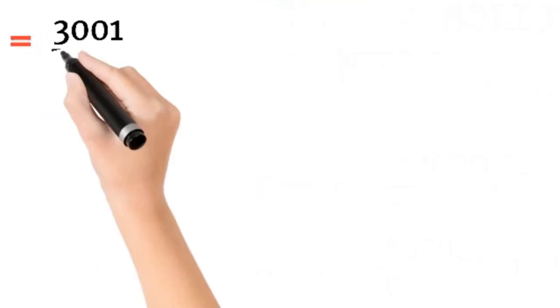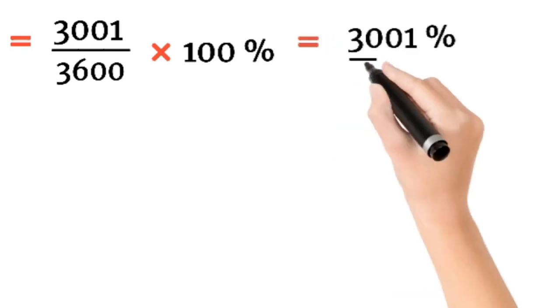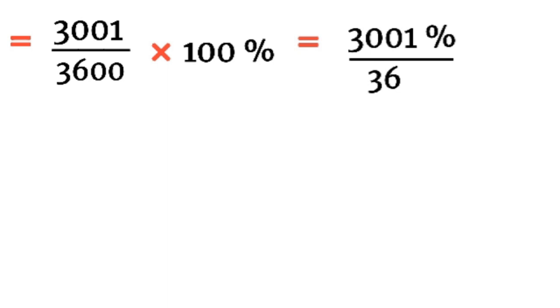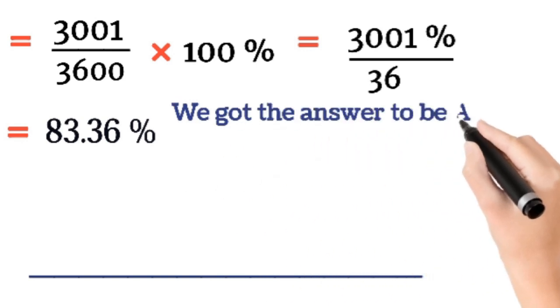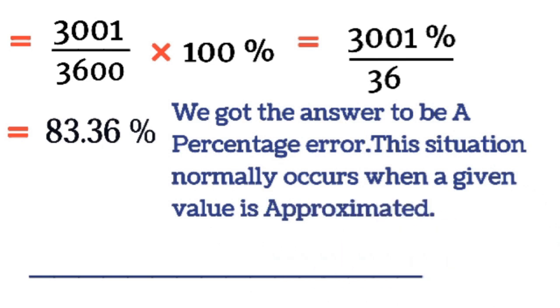It can also undergo further reduction, and the remaining will be 3,001 all over 3,600 multiplied by 100%. We can cancel out: the 3,600 will cancel the 100, and it will remain with 3,001 all over 36. And the 3,001 will also multiply the 1% left. So it will be 3,001% all over 36. The cedi sign cancelled out. Now, our remaining percentage will be 83.36%. We got the answer to be a percentage error.